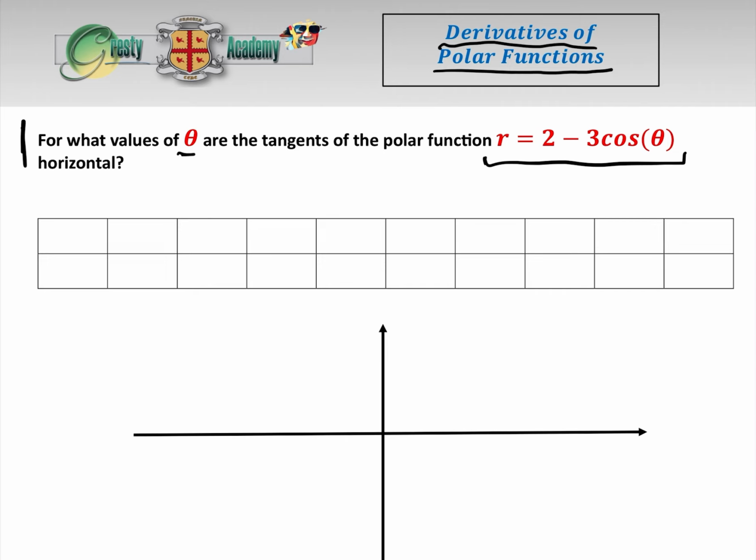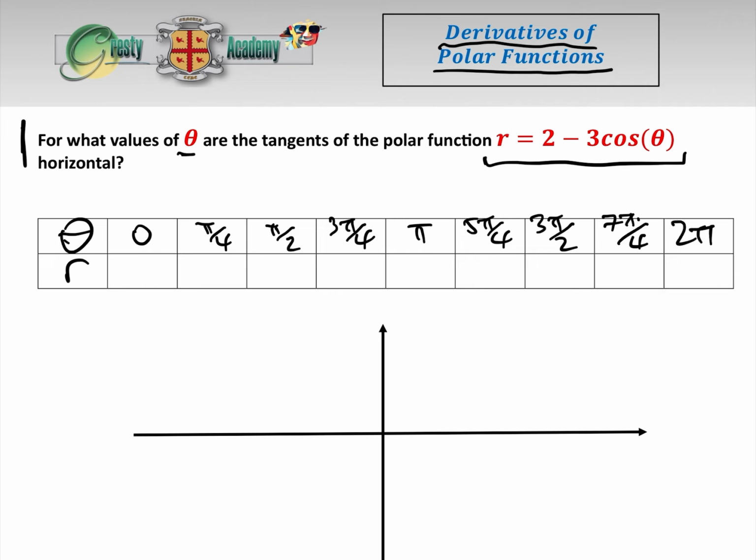So that's theta and that's r, so let's have theta going 0, pi over 4, pi over 2, 3 pi over 4, pi, 5 pi over 4, 3 pi over 2, 7 pi over 4 and 2 pi. Okay, so when theta equals 0, we stick theta equals 0 into here. Then cos of 0 is 1, so that means r is minus 1. Okay, so let's put that point in.